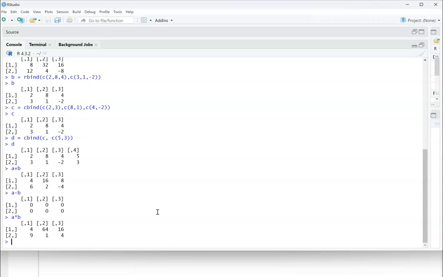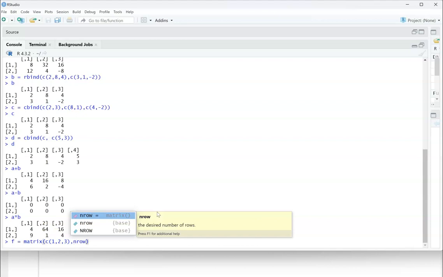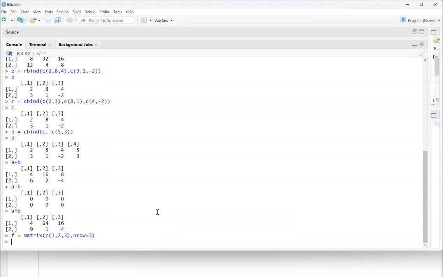The way we have to do it, and I don't have 2 conformable matrices in here, so let me type in one more matrix. I'll call it F. I don't like using E because it stands for a number, so I don't like using E as a variable personally. Let's say I do 1, 2, 3, and I'll tell it has 3 rows. So I'm putting in a 3 by 1 here. I could have just used C bind and typed in 1 column as well.